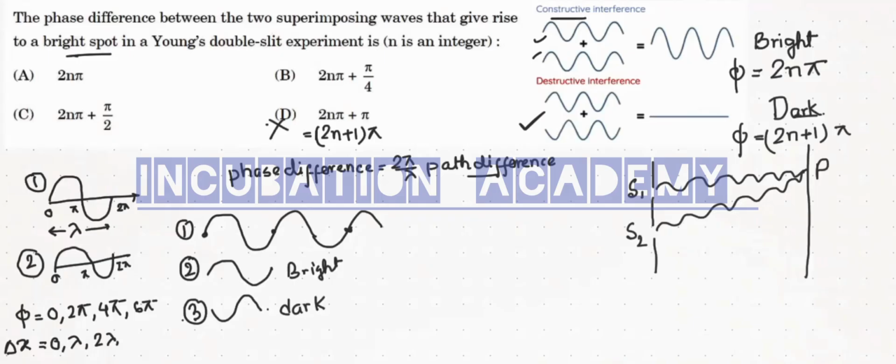Now let us come to C, that is 2n pi plus pi by 2. If the phase difference is pi by 2, then what is the path difference? Think about it. Pi by 2 equals 2 pi by lambda multiplied by del x. So del x equals pi by 2 multiplied by lambda divided by 2 pi. Pi cancels out. Then what is the path difference? Lambda by 4.